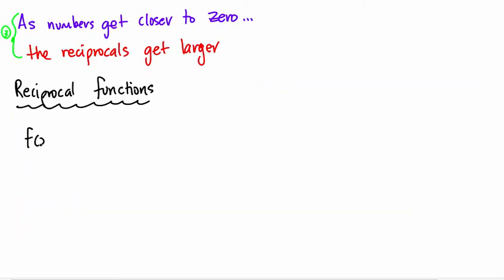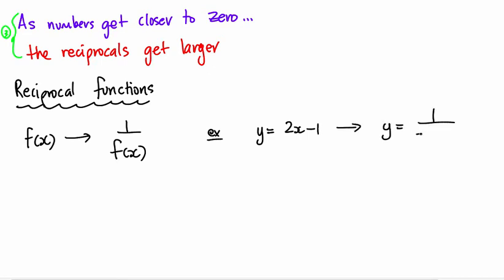So we're starting off with a function, and it's now going to become 1 over that function. For instance, if you start off with y equals 2x minus 1, which is a line, you would get y equals 1 over 2x minus 1, which is a rational function, a type of rational function called a reciprocal function.